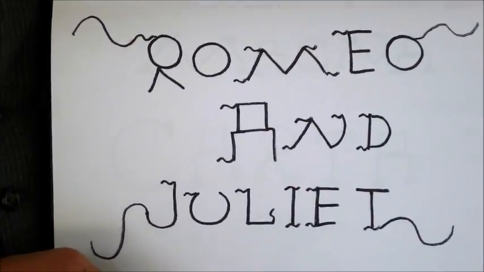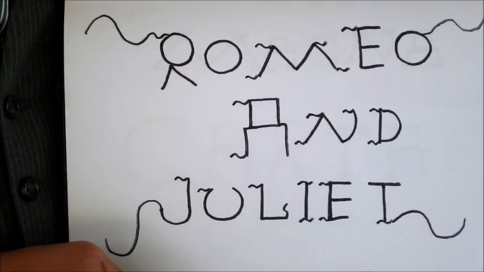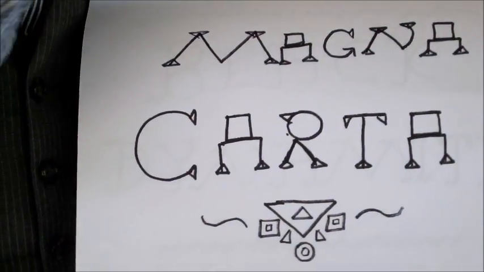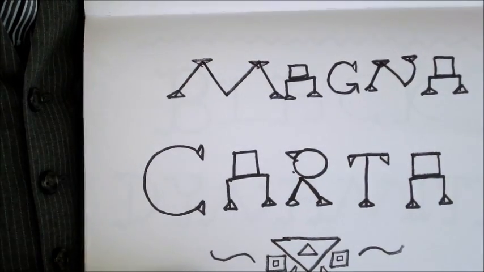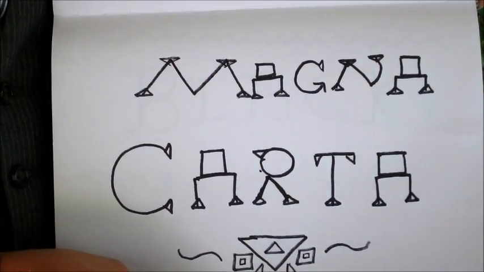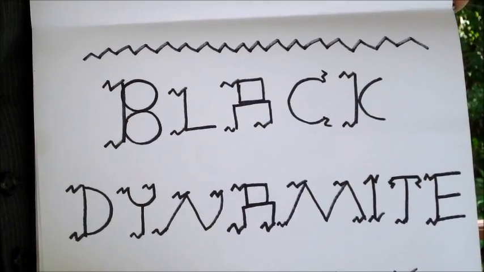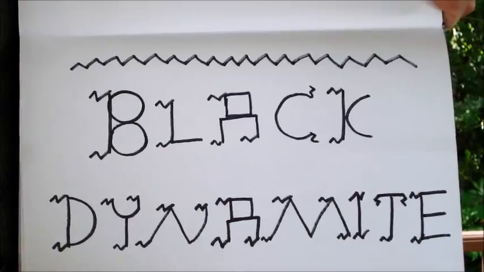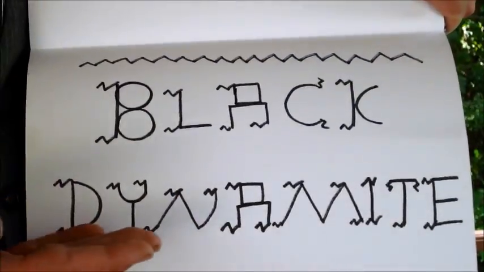Here we have an example of how one uses the squiggle. Here's an example of the triangle. And here we have an example of how to use the zigging zag. Soon, you'll be able to do calligraphy just like this.